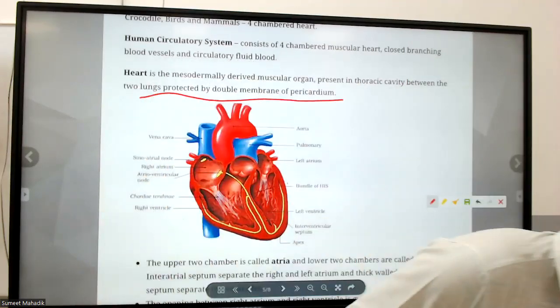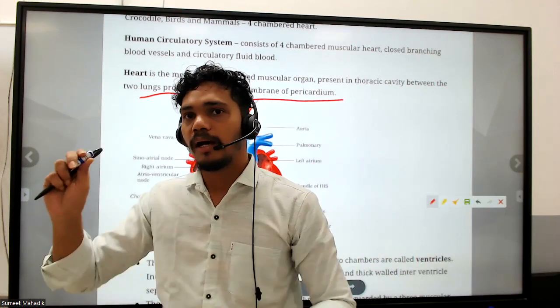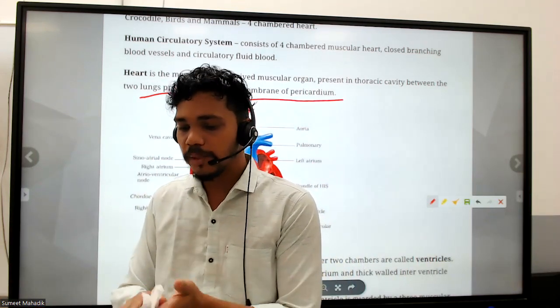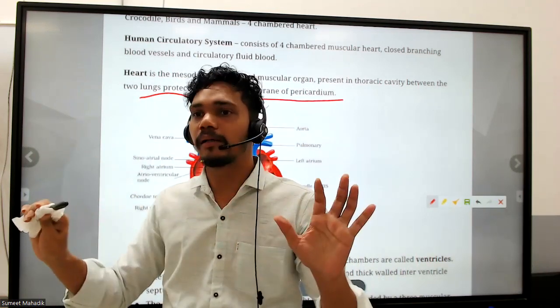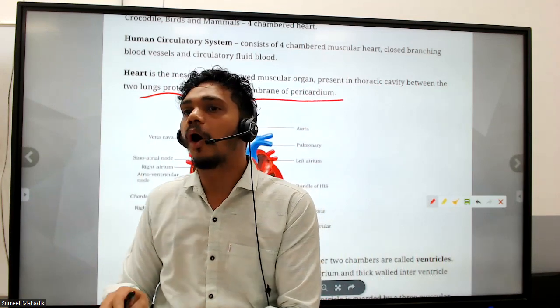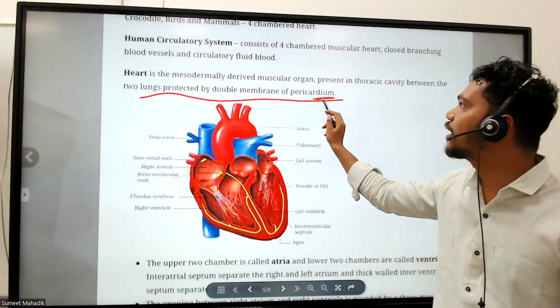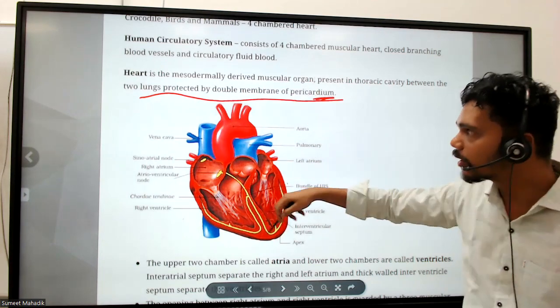I told you the example. For example, I'm carrying these two objects like this. If I fall down, they can spread. But if I carry the objects like this, what will happen? They will not separate too much. So this is a pericardium, a covering on the organs. Cardia means heart related, so pericardium is a covering on the heart.